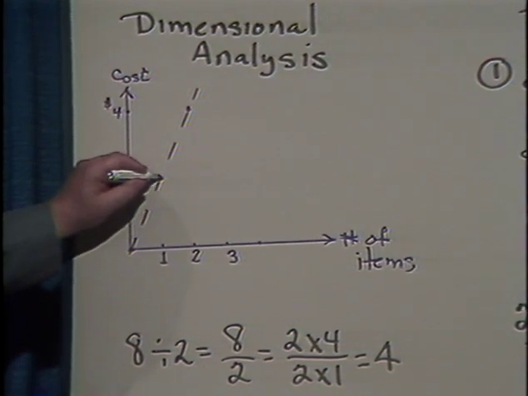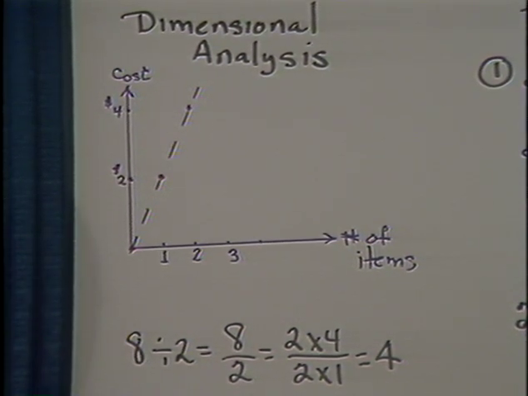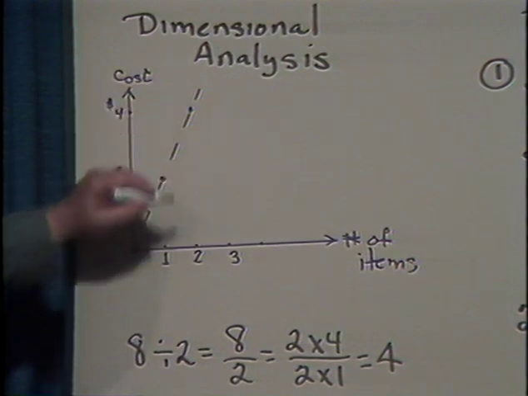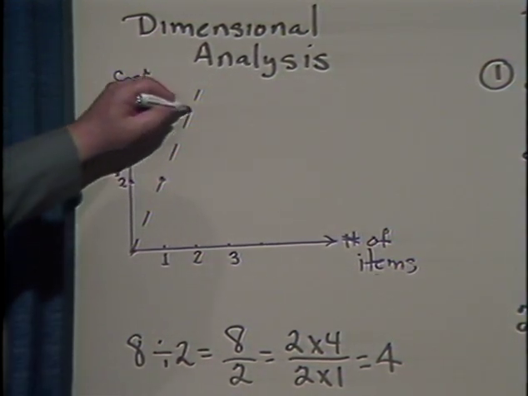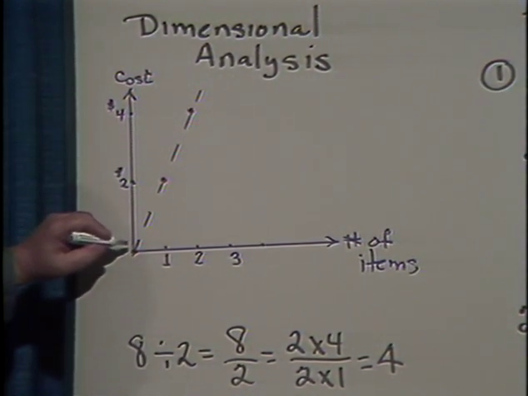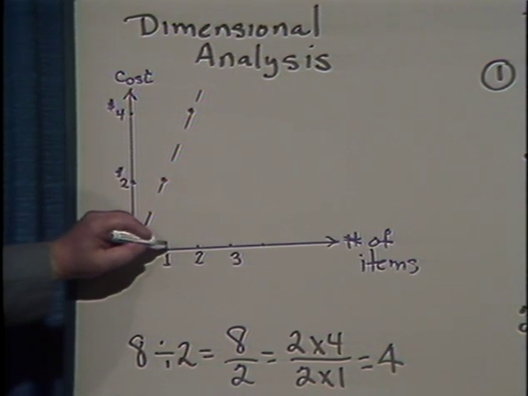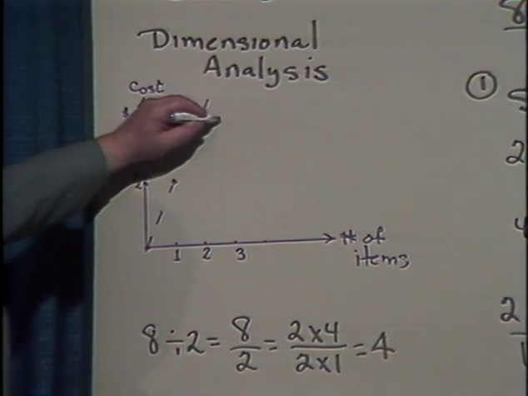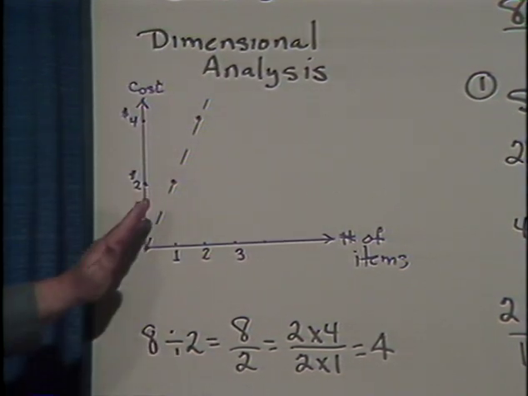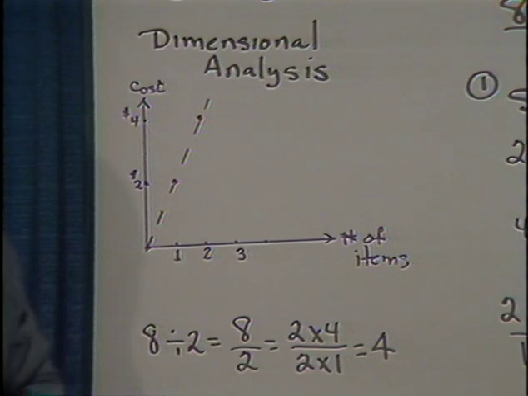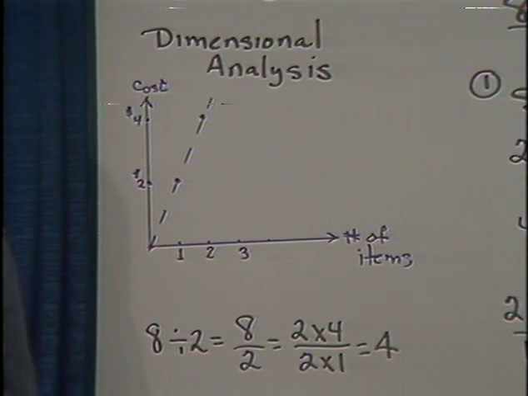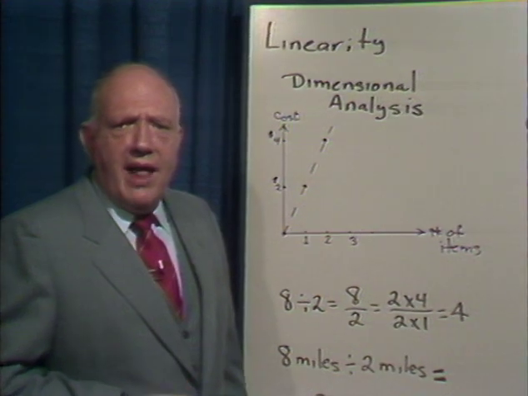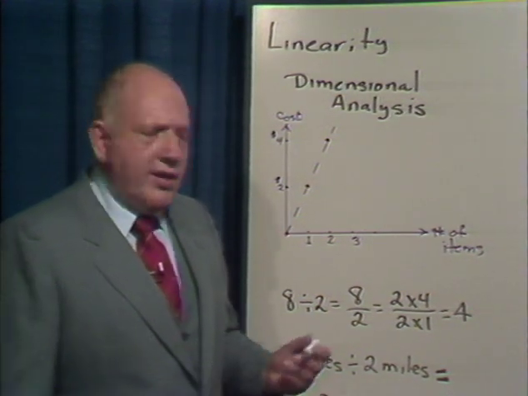If I buy one item, that's going to cost me $2. If I buy a second item, that's going to cost me $2 more. And you see what's happening? Every time I move one to the right, I move two up. See, one to the right, two up, one to the right, two up, one to the right, two up. And if I look at where all these points are, they're going to lie on a straight line, and hence the word linearity. Now, in real life, most situations are not linear.